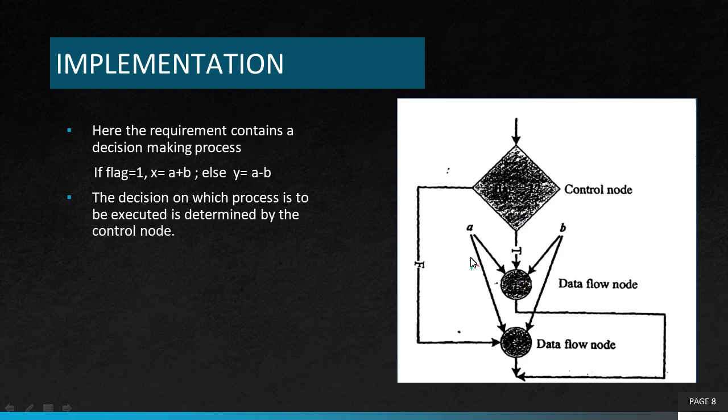If it is true, then a plus b. Then a, this is plus a plus b. This is the process. If it is false, that is if flag equal to 1, this condition is false, then y equal to a minus b. A, this is minus b. So like this, data flow is like this. If it is true, then data flow is like this. So the decision on which process is to be executed, whether this process is to be executed or this process is to be executed, this decision depends upon what? Our control node.